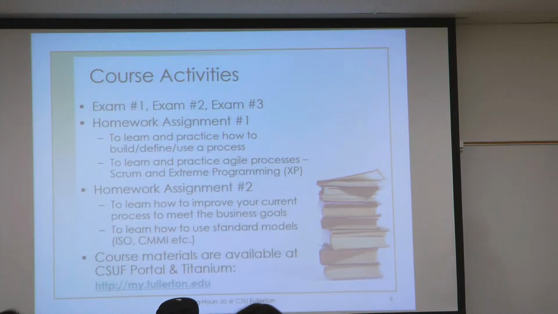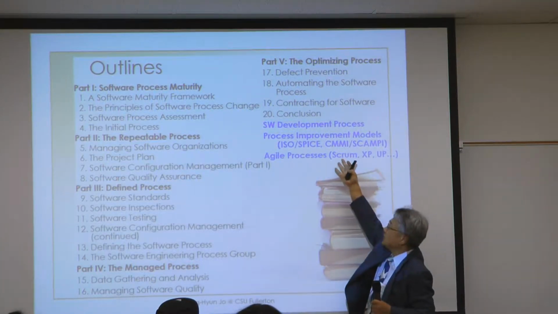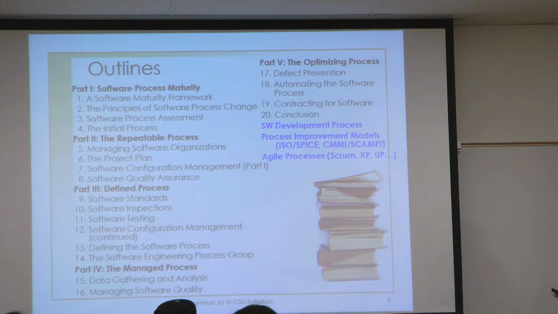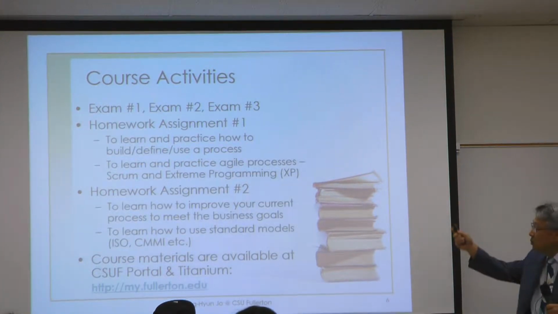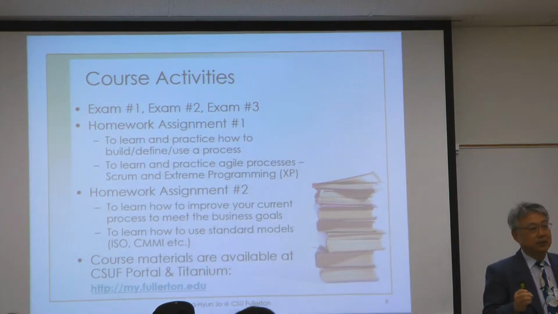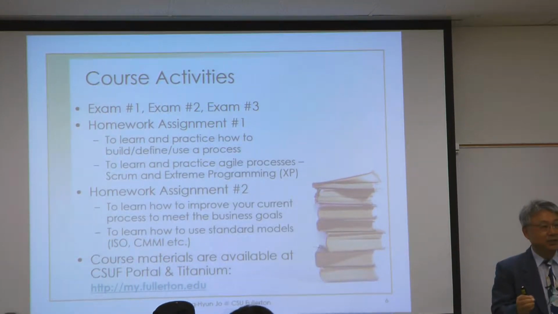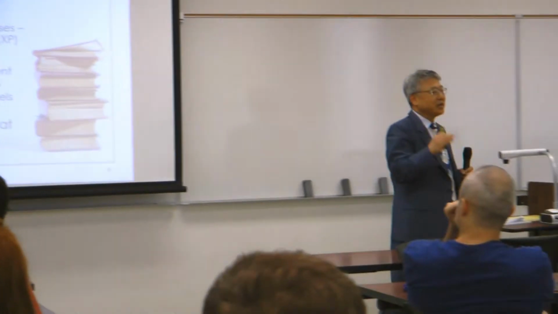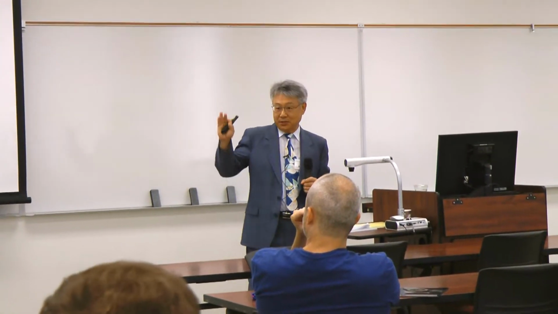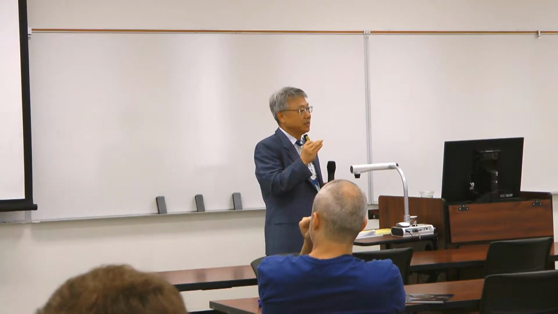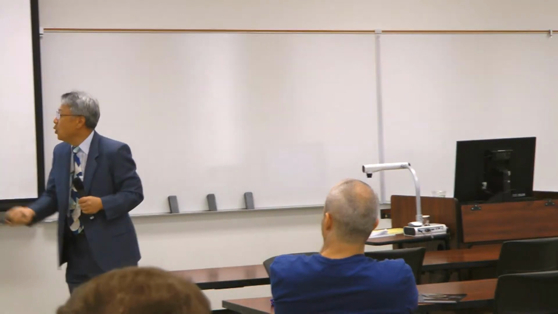Okay, and then you will have a chance to learn about other current and modern software process models, agile models. And this course includes these activities. Three exams are required, and the exam dates are already given in the syllabus, posted on Titanium. Okay, so you can check it and make your busy schedule and family schedule based on those exam dates. Okay, so keeping the exam dates is the most important thing. Okay, not to miss. And you will have two homework assignments.